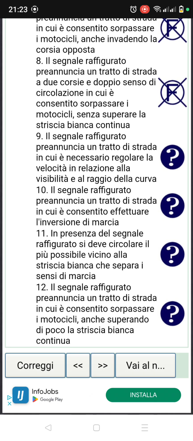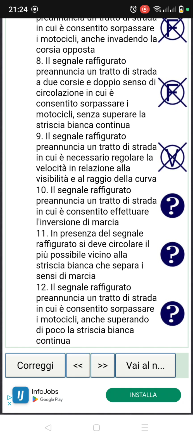Number 9, il segnale raffigurato pronuncia un tratto di strada in cui è necessario regolare la velocità in relazione alla visibilità e al raggio della curva. Yes, it's true. So in the presence of this sign figure, it's necessary to regulate the velocity in relation to the visibility and to the radius of the curve. So we have to reduce the velocity according to the visibility and to the radius of the curve, and it's true.